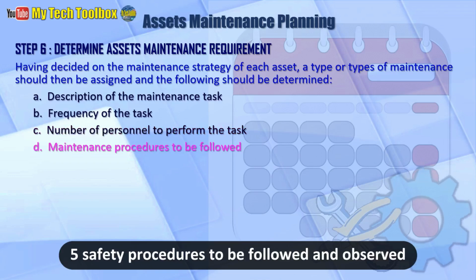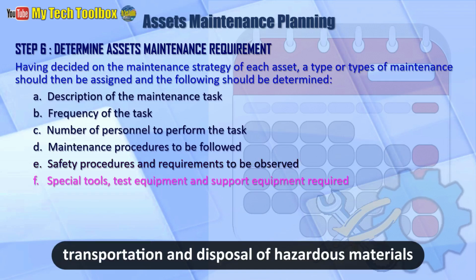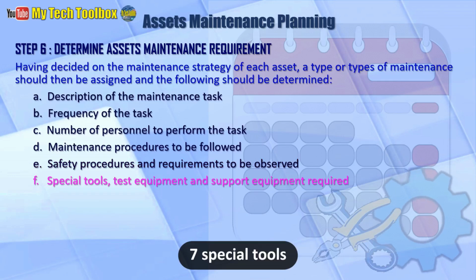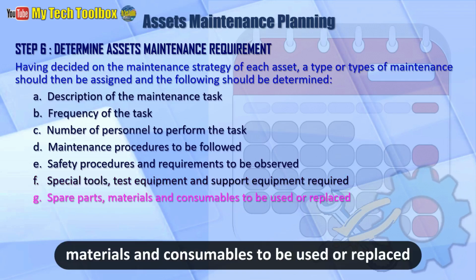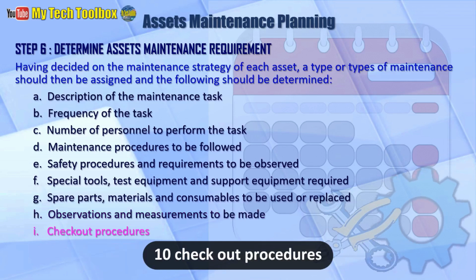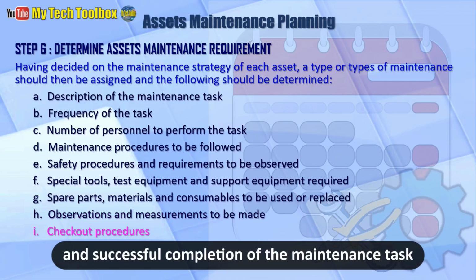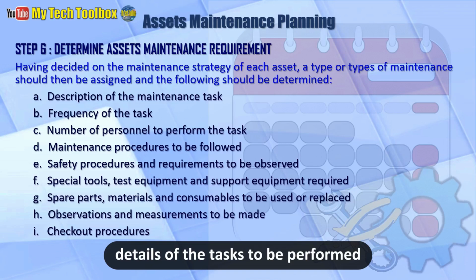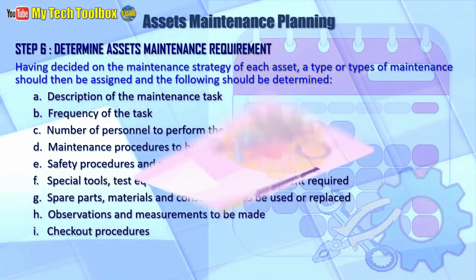5. Safety procedures to be followed and observed. 6. Procedures for handling, transportation, and disposal of hazardous materials. 7. Special tools, test equipment, and support equipment required. 8. Spare parts, materials, and consumables to be used or replaced. 9. Observations and measurements to be made. 10. Checkout procedures to verify proper operation and successful completion of the maintenance task. Details of the tasks to be performed would depend on the level of competencies the craftsman possessed.